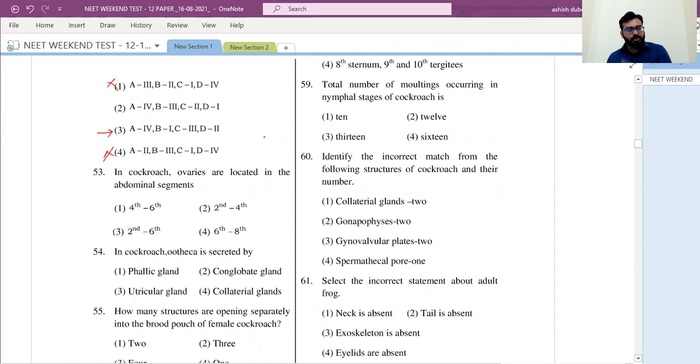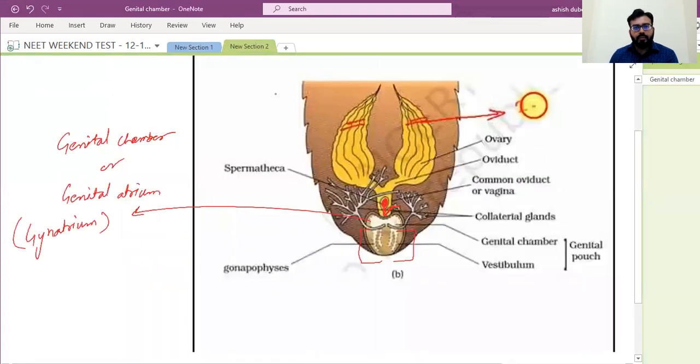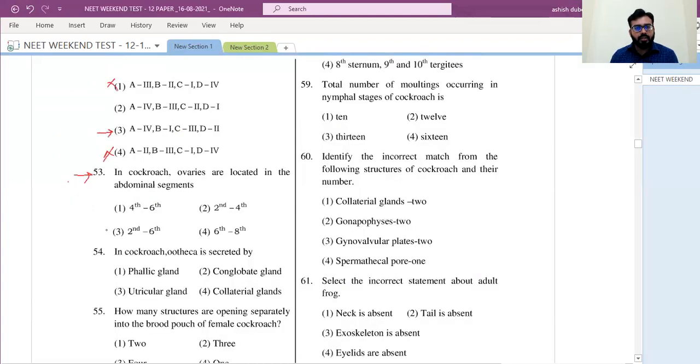Next is the 53rd question. In cockroach, ovaries are located in abdominal segments. See, it is from the 2nd, 3rd, 4th, 5th, 6th, and the 7th is the fused sternite. So it is from 2nd to 6th. So the 3rd option will be the answer.